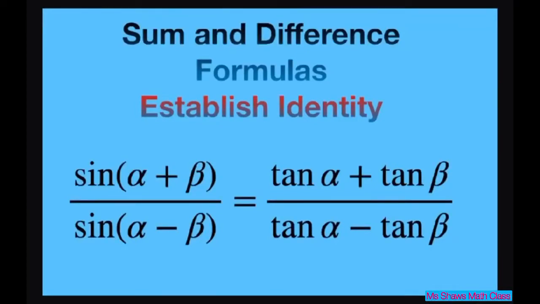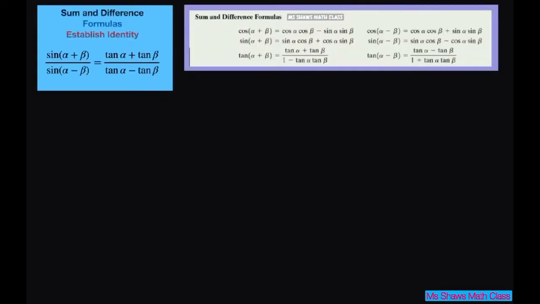Everyone, we're going to establish this identity: sine of alpha plus beta divided by sine of alpha minus beta equals tan of alpha plus tan of beta divided by tan of alpha minus tan of beta. So the first thing we're going to do is expand both of these.